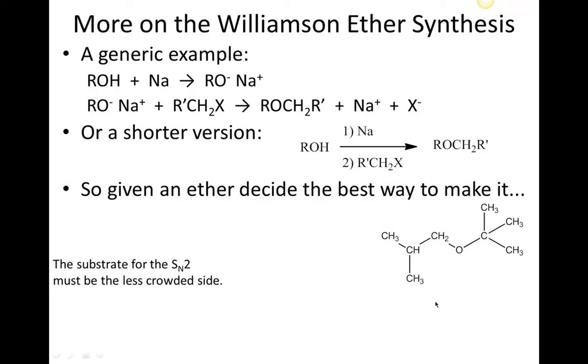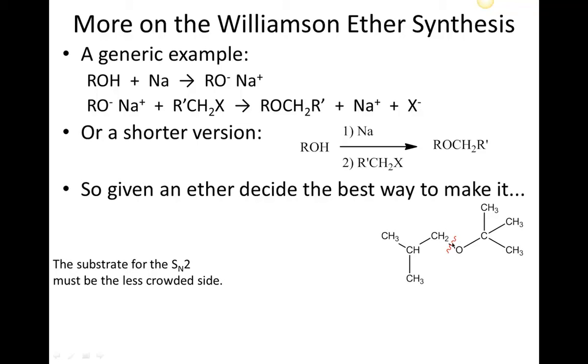Suppose you have this ether. And again, we're going to think about this in terms of which piece of this is going to have been the alcohol and which piece of it is going to have been the substrate for the SN2 step. And we see that the substrate for the SN2, we know that it has to be less crowded. We learned that in chapter 11. So we're looking at the degrees of the carbons that are directly attached to this oxygen. So this guy is tertiary and this guy is primary. So which one is less crowded? The less crowded one has to be the one that is the alkyl halide.